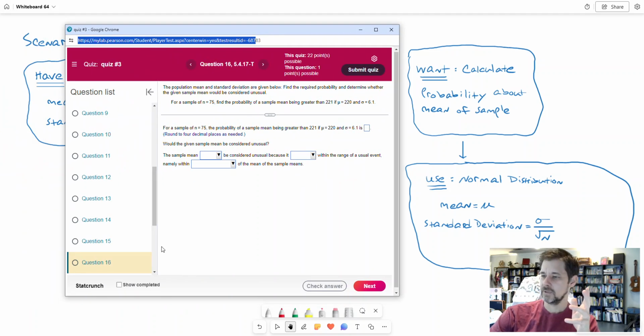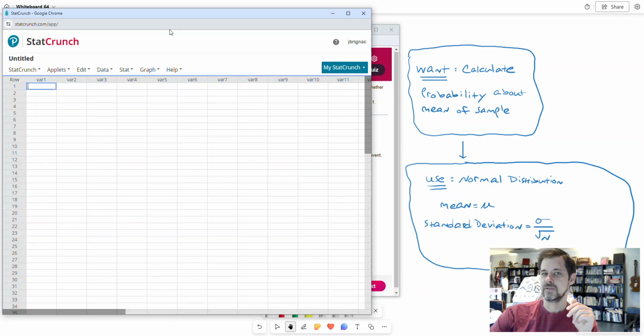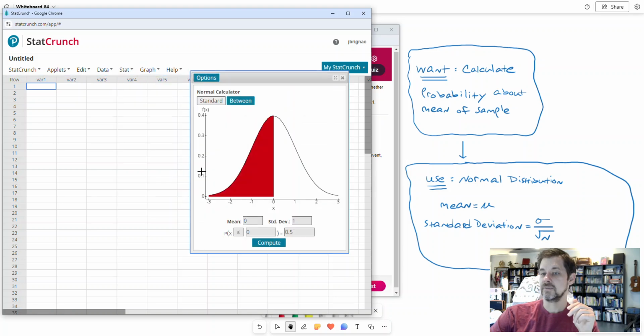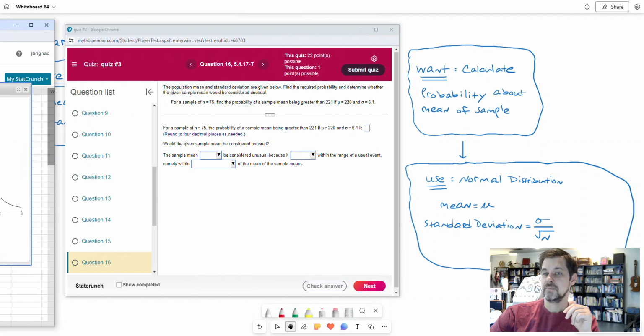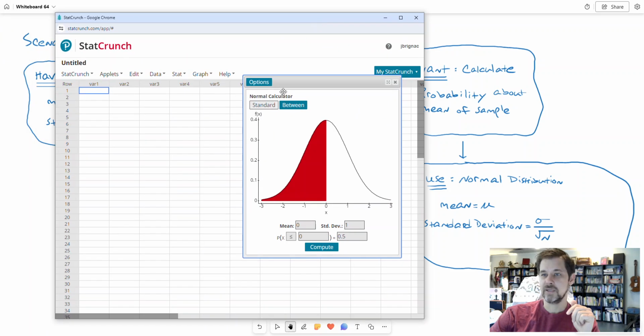If we use the normal distribution, there's an easy way to do that in StatCrunch. We open StatCrunch, we go to calculators, and then normal. Okay, so this will be the key. I have to tell it what the mean and standard deviation is supposed to be though. But let's look back at this. We use the normal distribution. Okay, so I got my normal calculator up.